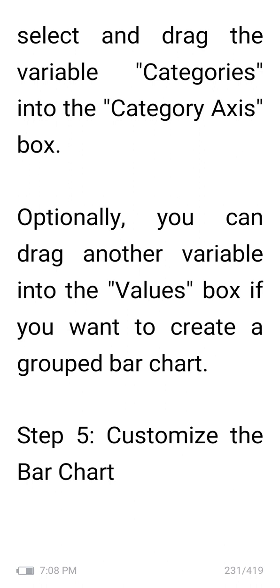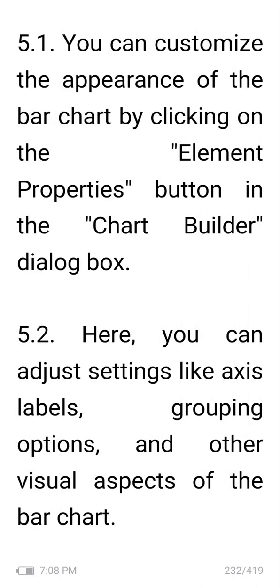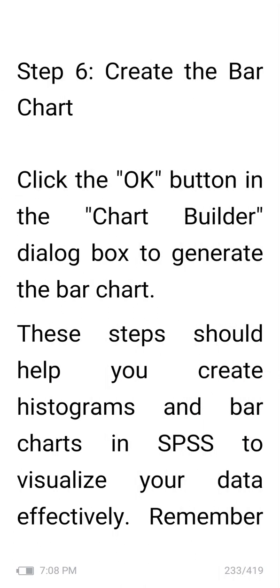You can drag another variable into the values box if you want to create a grouped bar chart. Customize the bar chart. You can customize the appearance of the bar chart by clicking on the element properties button in the chart builder dialog box. Here you can adjust settings like axis labels, grouping options and other visual aspects of the bar chart. Create the bar chart. Click the OK button. Generate the bar chart.